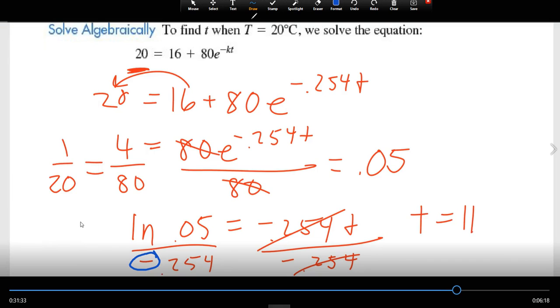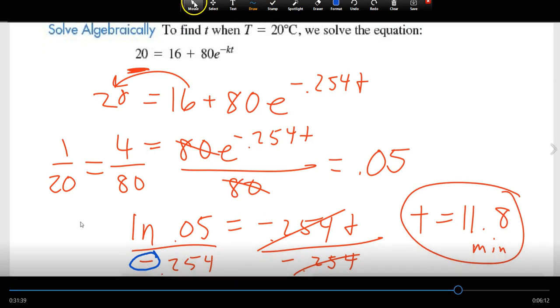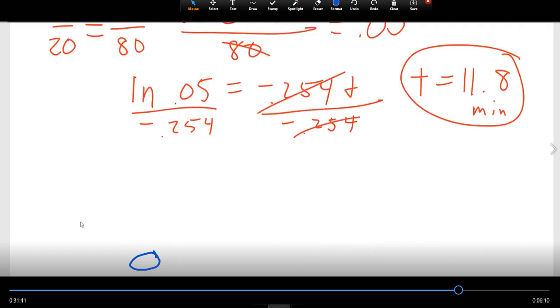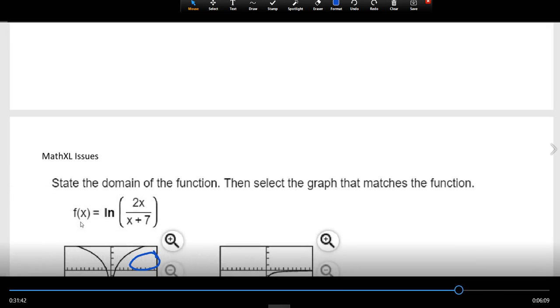T equals 11.8 minutes for the egg to get to that temperature. Okay, so just keep in mind, that's a big question, a multi-step problem. I use it as practice. I'm not putting that on the test.